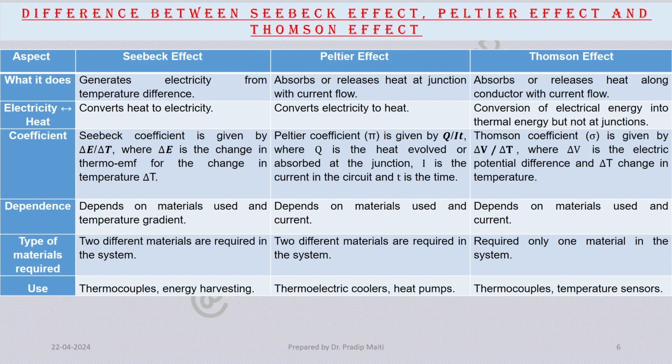In the Seebeck effect, two different materials are required in the system. In the case of the Peltier effect, two different materials are required in the system. But in the case of the Thomson effect, it requires only one type of material. Uses: the Seebeck effect is used in thermocouples and energy harvesting. The Peltier effect is used in thermoelectric coolers and heat pumps. The Thomson effect is used in thermocouple temperature sensors.